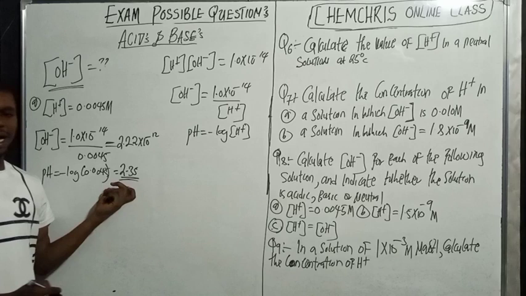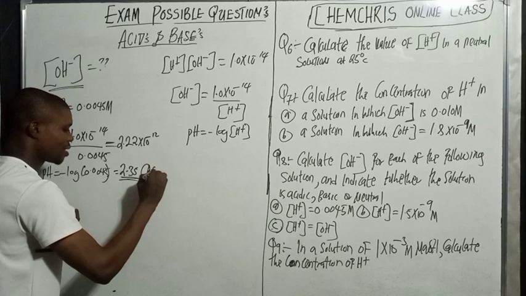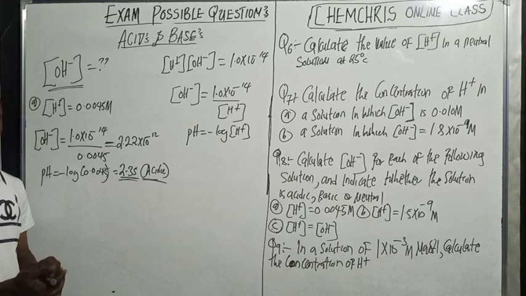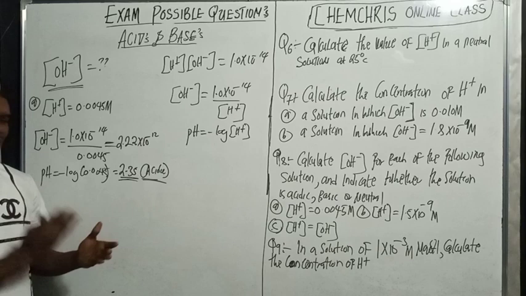You have to tell that when the pH is less than 7, it's acidic. So here we have an acidic, an acid solution. And the main reason why it's called an acid solution is because the pH is less than 7. As a matter of fact, the pH is 2.35, which is far below 7. So that is it for the A.